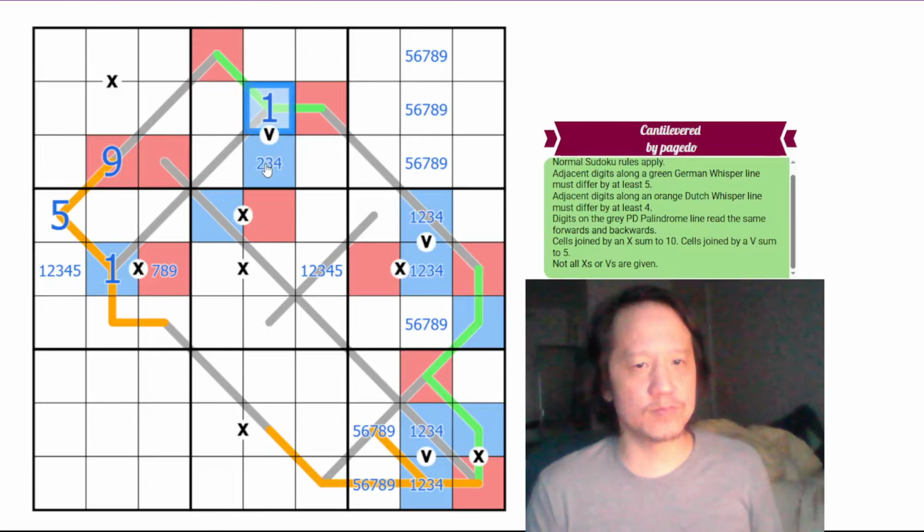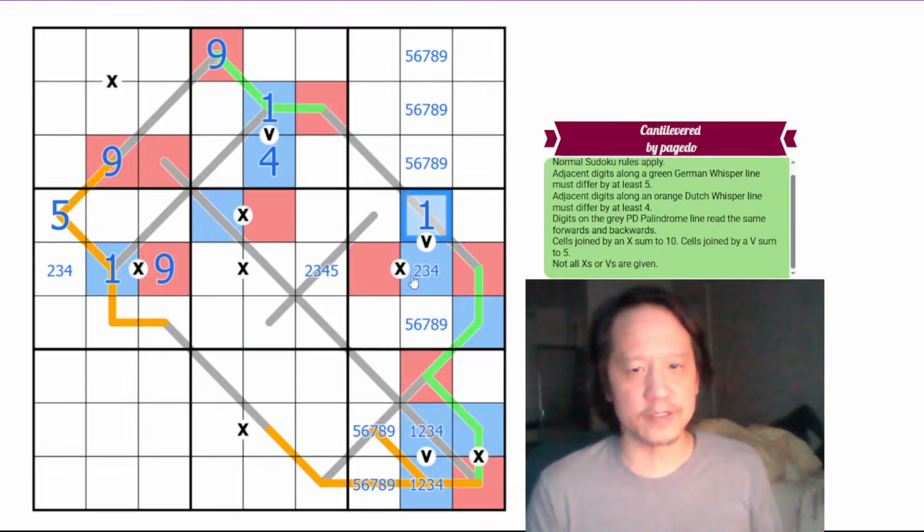That means this is 1 and this is 4. This is the same digit as that, so it's 9. This can no longer be 5. This is 1 and 9 adding up to 10. That eliminates 1 in the rest of the row. This can't be 1, so this can't be 4. This 1 is the same digit as that, so this is 1 and 4. That eliminates 4 in the rest of the row.